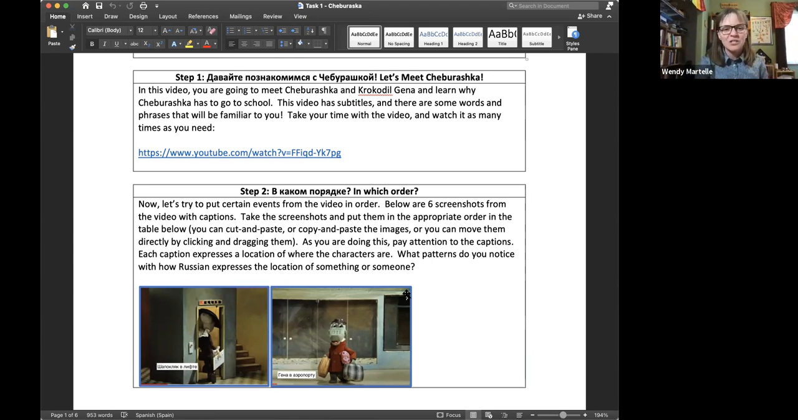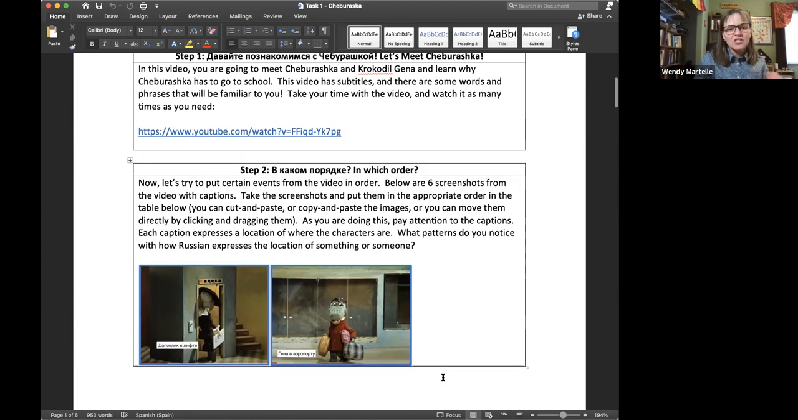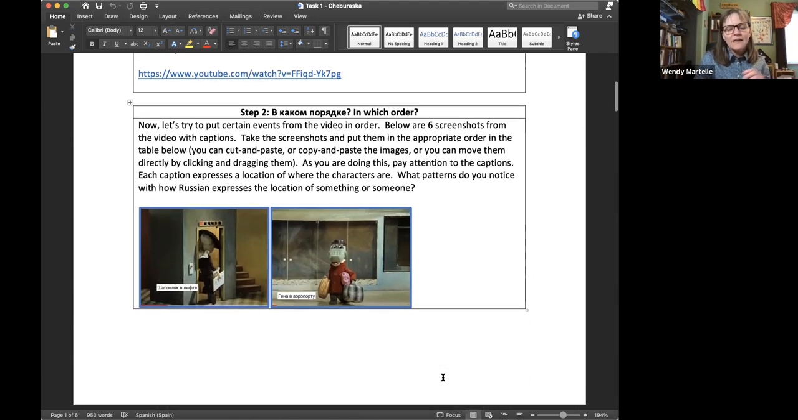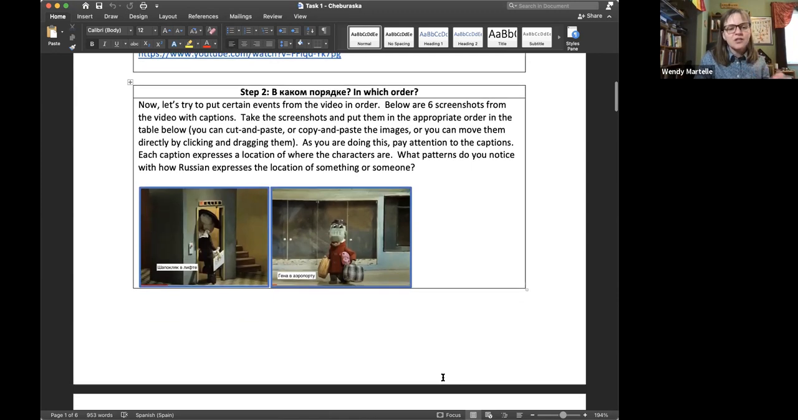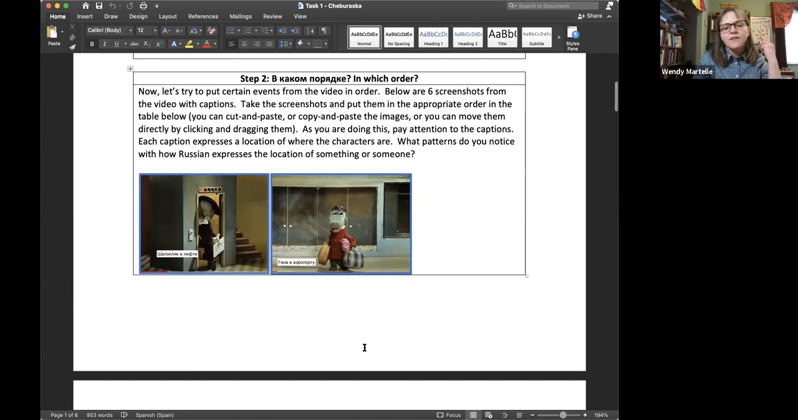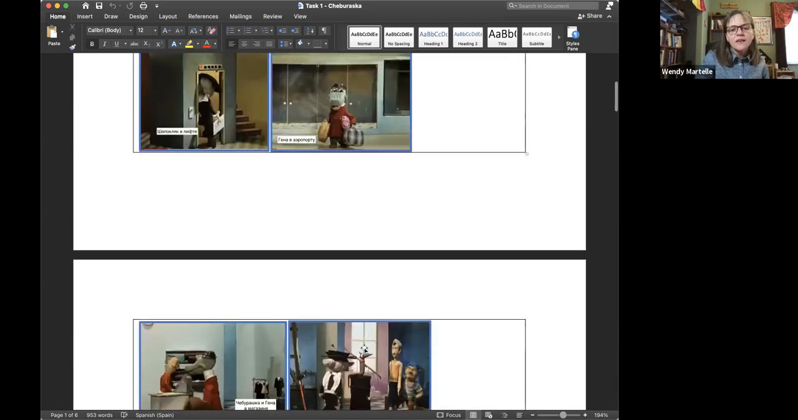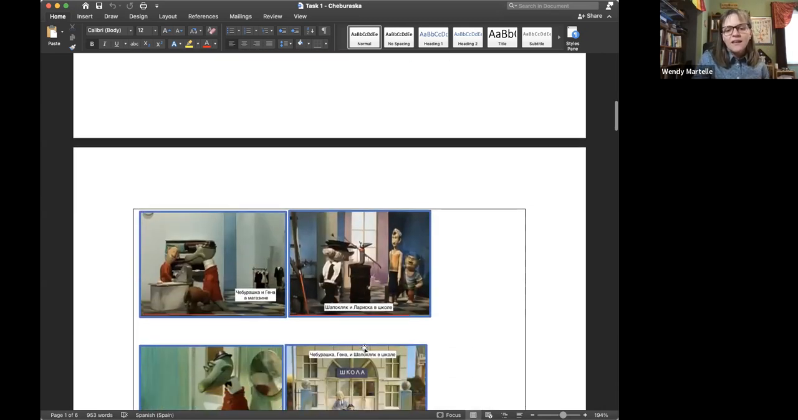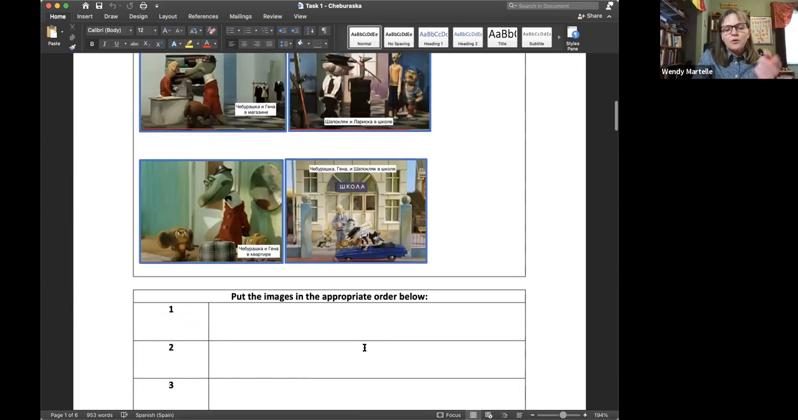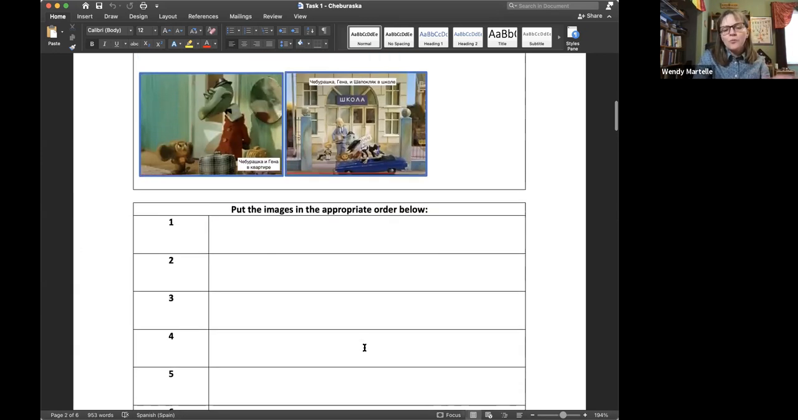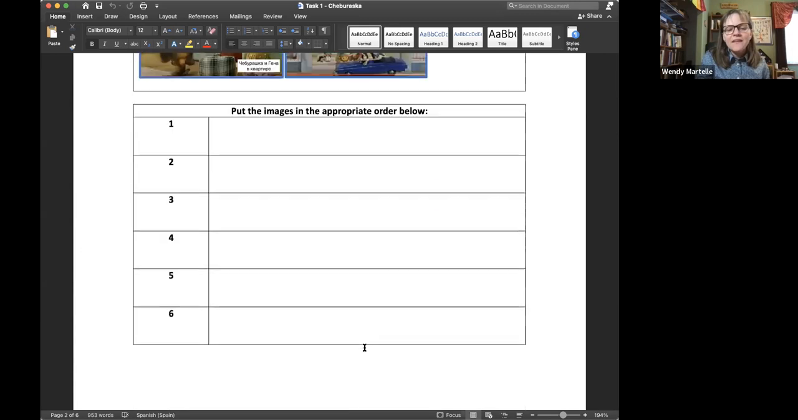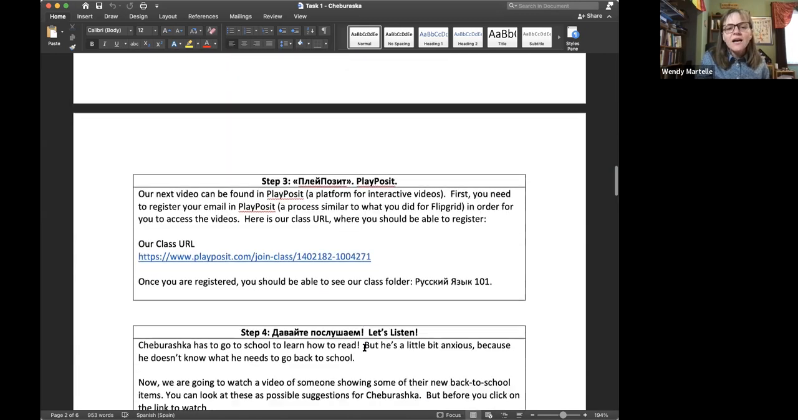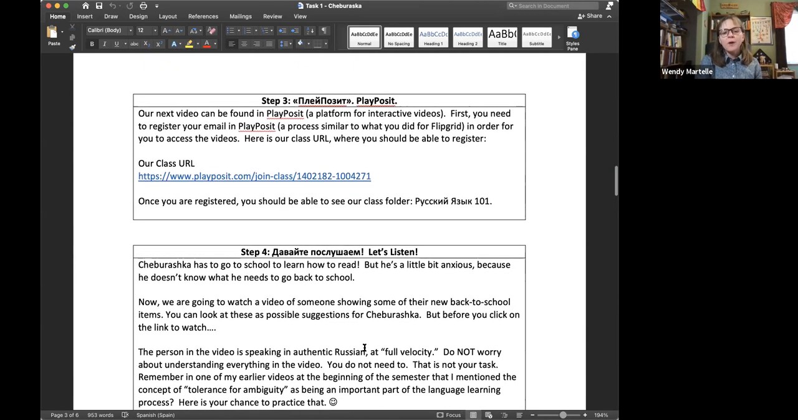They watched a YouTube video of about 18 minutes or so. Then I took screenshots from the video itself, with captions like "Shapakiak v lifte," she's in the elevator, and "Gena v aeroportu," he's at the airport, and they put the images in the appropriate order. So that was one thing that they did.